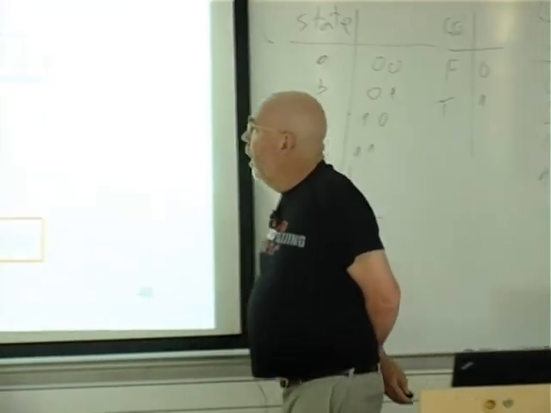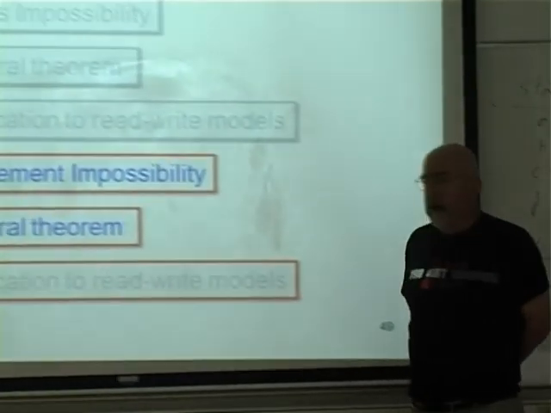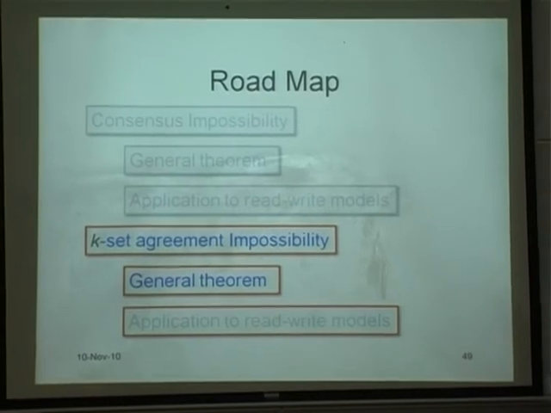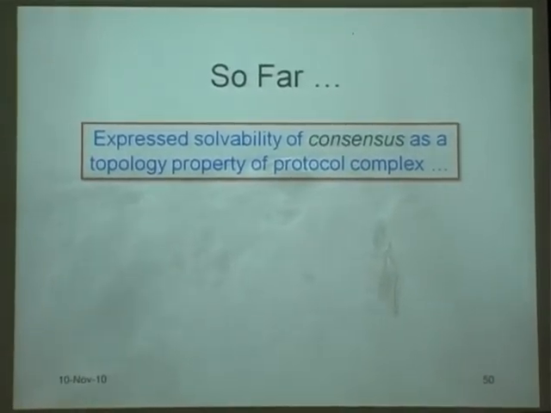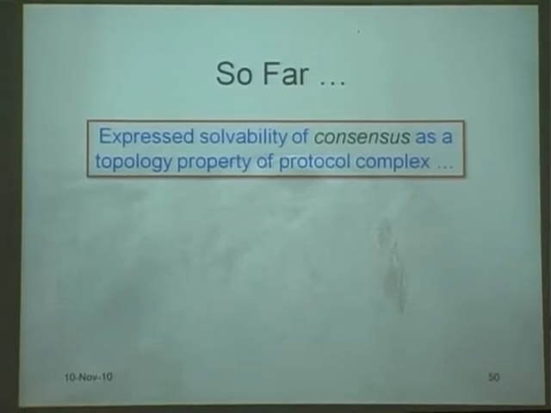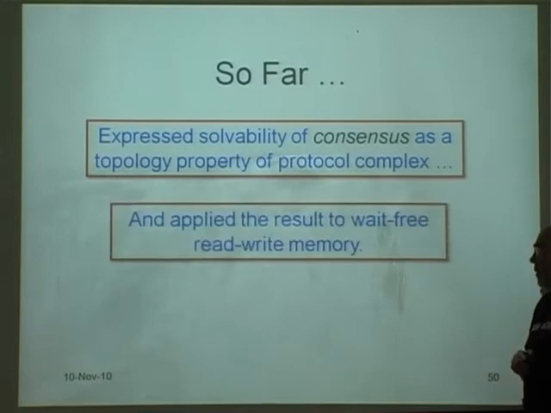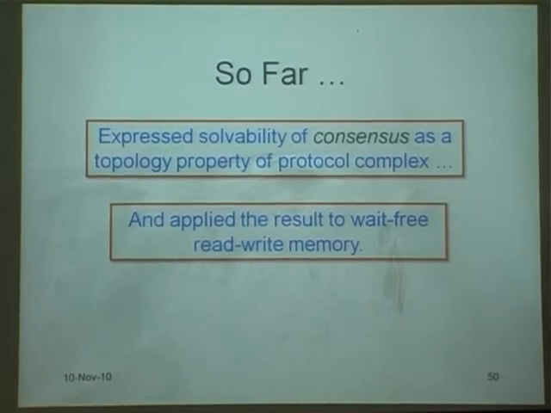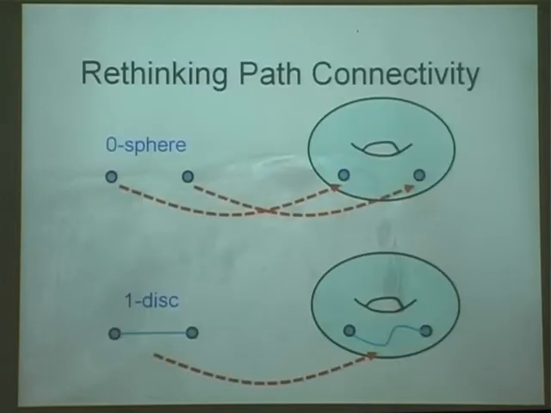Okay, so I'll start by reviewing some of the things we did last time, just so you can page in where we were and remember what I'm talking about. Last time we talked about the solvability of the consensus problem as a topological property of the protocol complex, namely that it's path connected. And then we applied the result to wait-free read-write memory. And so next we'll do the same for k-set agreement. So this is what we were doing.